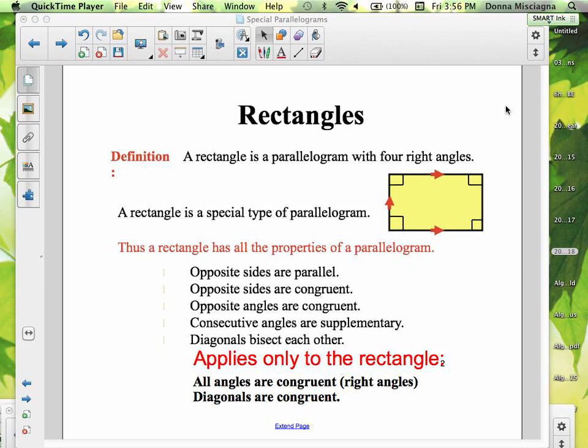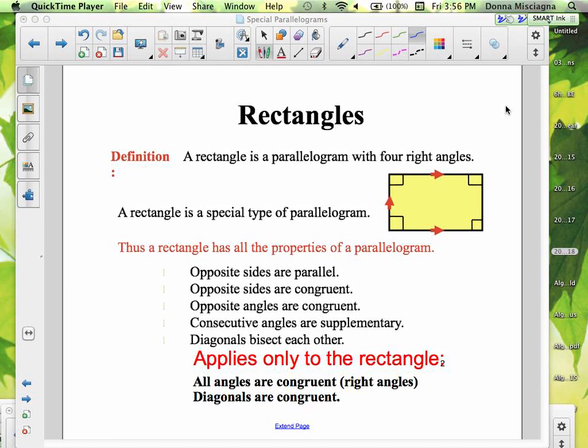Okay, so because a rectangle is a parallelogram, it has all the properties of a parallelogram. Its opposite sides are congruent, its opposite sides are parallel, its opposite angles are congruent, its consecutive angles are supplementary, and the diagonals bisect each other. But in addition to that set, it has 2 other features that apply only to the rectangle. All angles are congruent, they're all right angles, and the diagonals are congruent, or both diagonals, there's only 2.